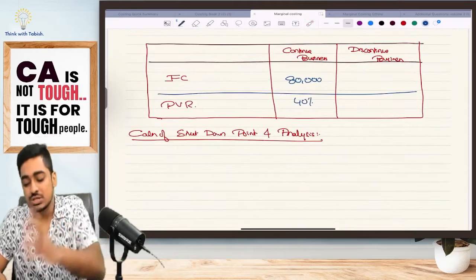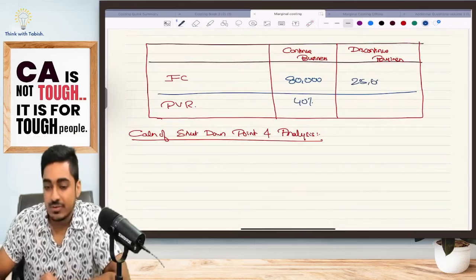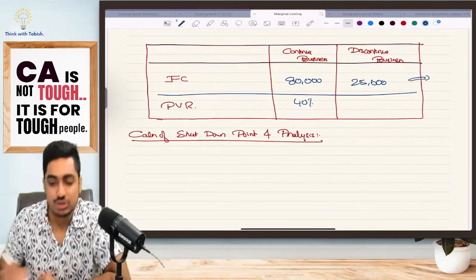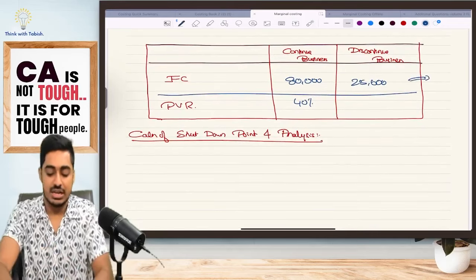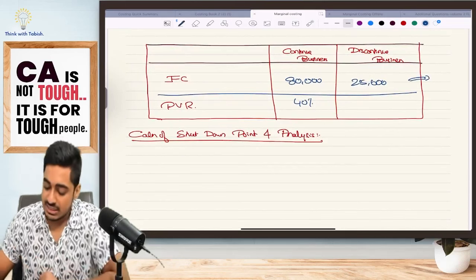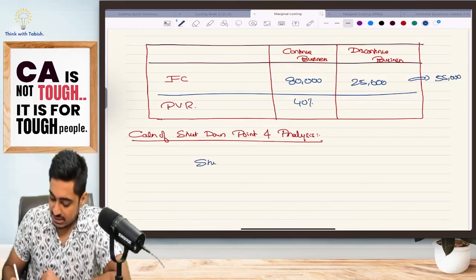What is the question telling? The question is telling that, okay, boss, even if you shut down your business, still how much do you have to incur? Still 25,000 you have to incur. That means what is going to be the savings in fixed cost, or the difference in fixed cost? So right now 80,000 I am incurring. In future, 25,000 I still have to incur. That means 55,000 I can save. Yes or no, everyone?